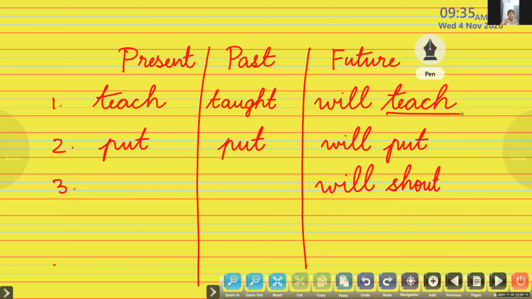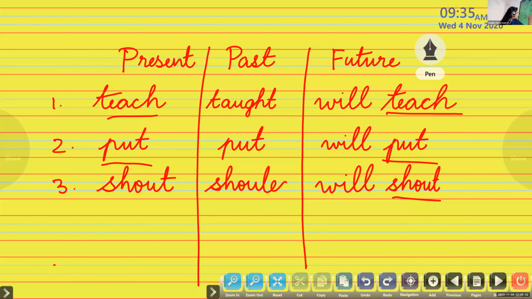Here is teach, here is also put, and shout. So what will be the present tense form? The present tense form is shout. The past tense of the verb will be shouted. Have you understood? The future tense will be the same, will teach. The present tense form is written here. Before the verb, we have to write the word will. So will teach, will put, will shout. And the past tense form for the verb shout is shouted.